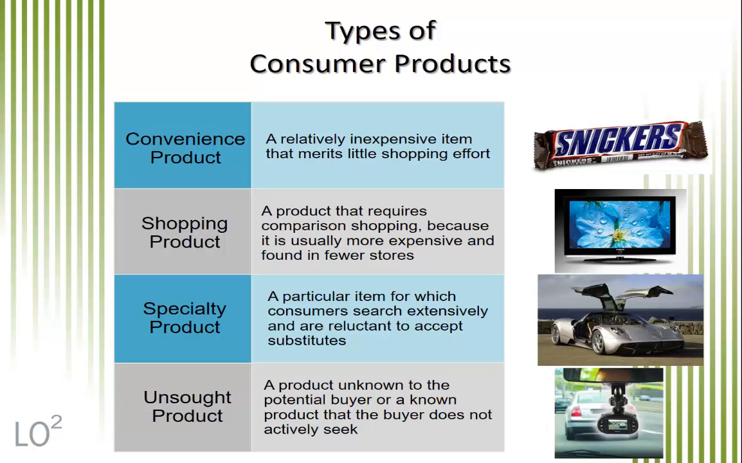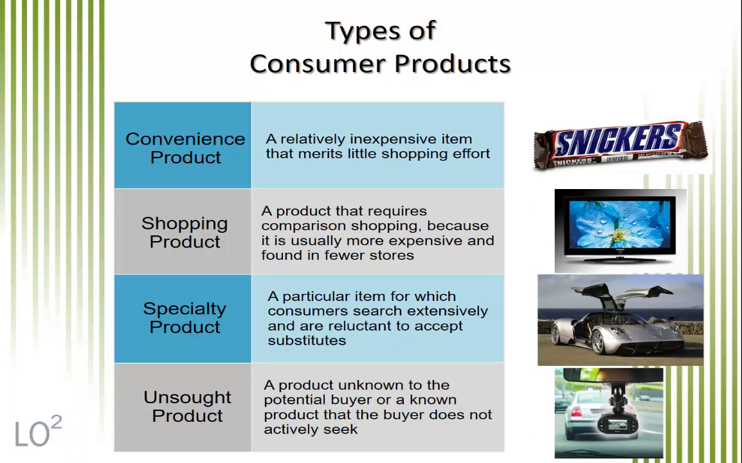Third is specialty products, a particular item for which consumers search extensively and are reluctant to accept substitutes. They can be expensive sports cars, fine watches, and gourmet restaurants. Lastly, an unsought product is a product unknown to potential buyers, or a known product that the buyer does not actively seek. For example, new products, insurance policies, burial plots, and encyclopedias.